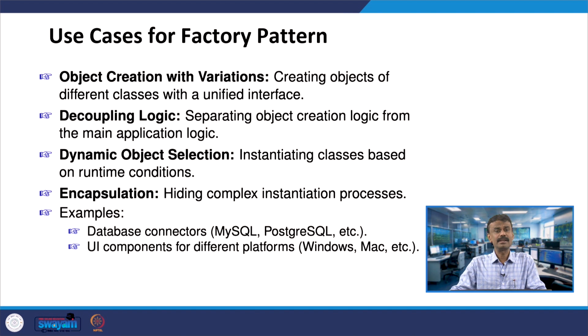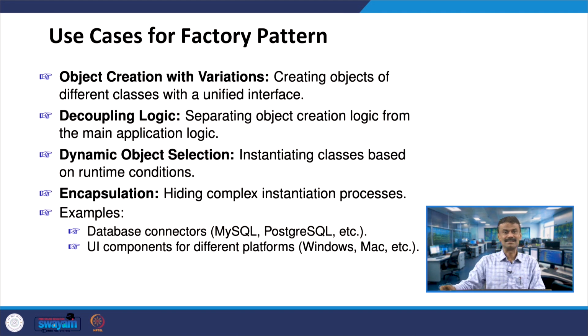Now, what are the use cases for the factory pattern? Here you go: object creation with variations, which means creating objects of different classes with a unified interface. That is one of the use cases. Another is decoupling logic, separating object creation logic from the main application logic. The third point is dynamic object selection, when you are instantiating classes based on runtime conditions.